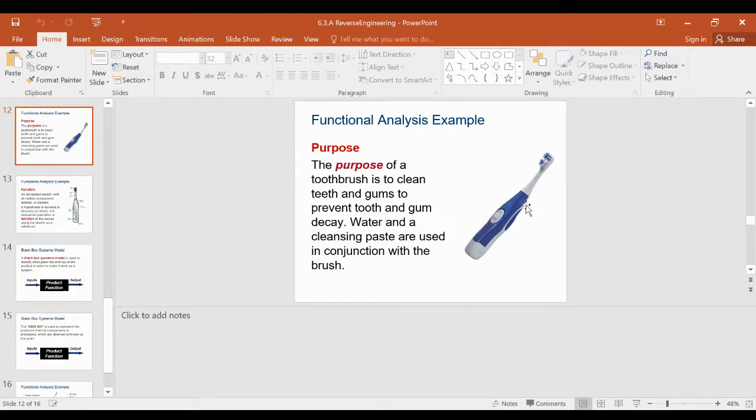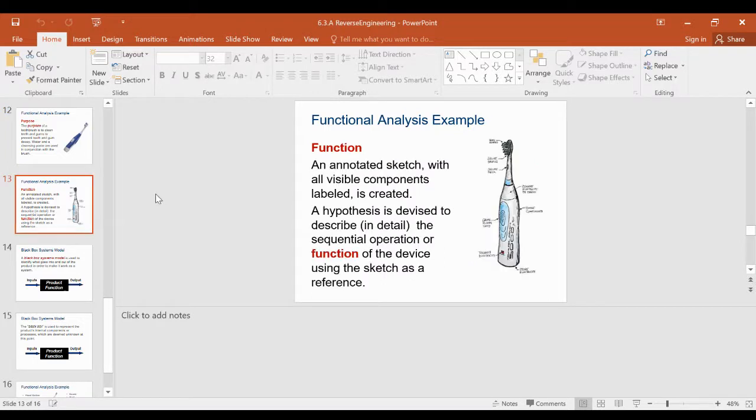Here's a toothbrush example. The purpose of this toothbrush is to clean teeth and gums. All right. Here's all the ways it works. Water and cleaning paste are used in conjunction with the brush. So it's just identifying the main purpose of your product. The function. Now notice that we would have done an annotated sketch, but we are just going to take pictures and type some stuff instead.